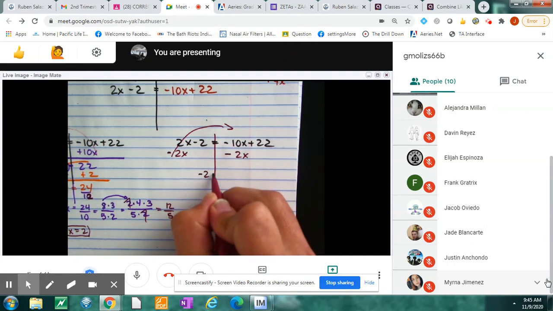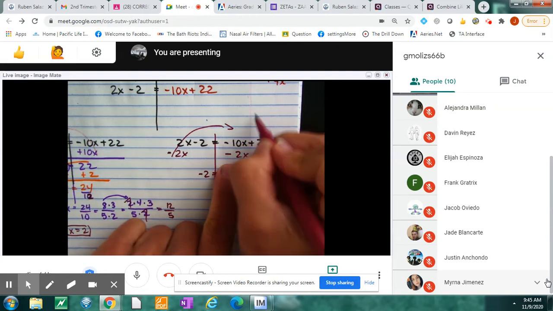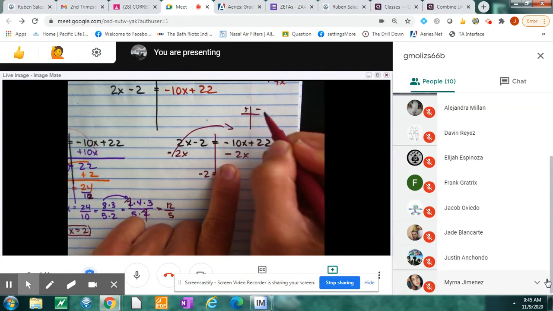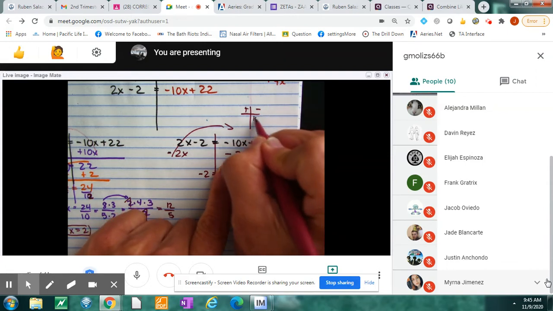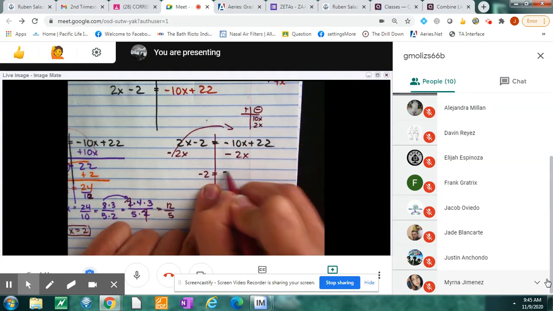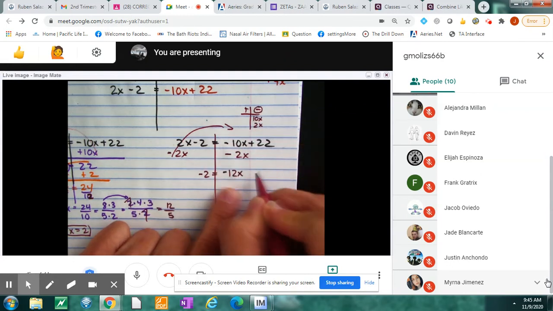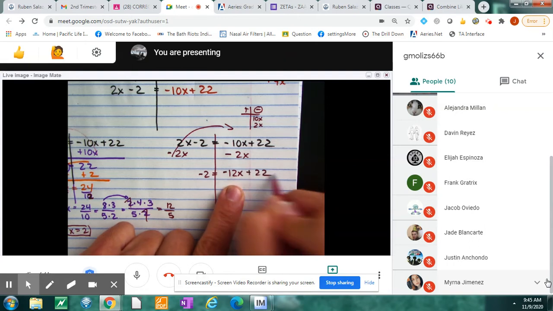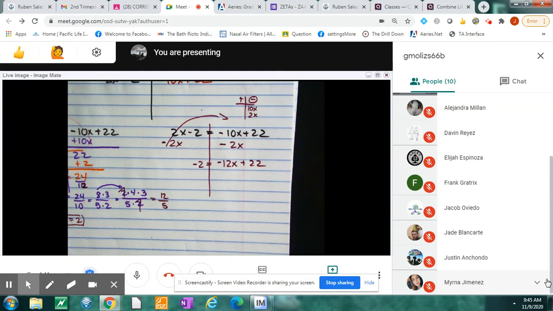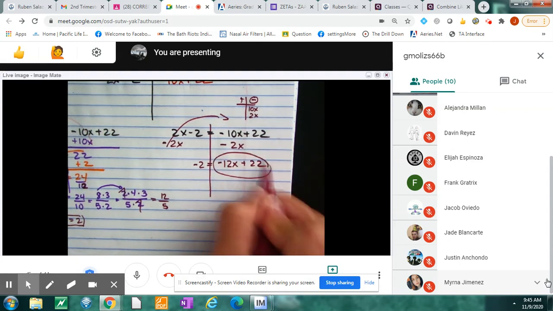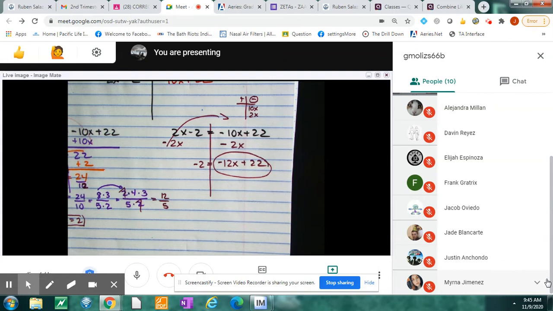Negative 2 equals, now here you've got to do your t-chart. Negative 10x, negative 2x. So that's negative 12x. Negative 12x plus 22. See that? So now I have x's on one side. So now I'm going to circle this side. What do I got to get rid of? Davin, what do I got to get rid of?